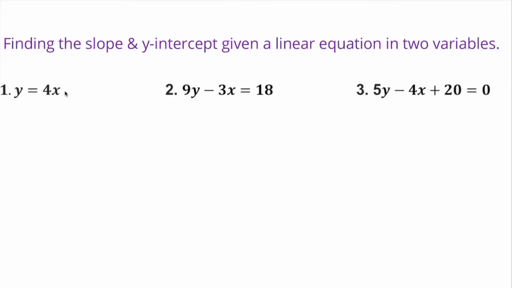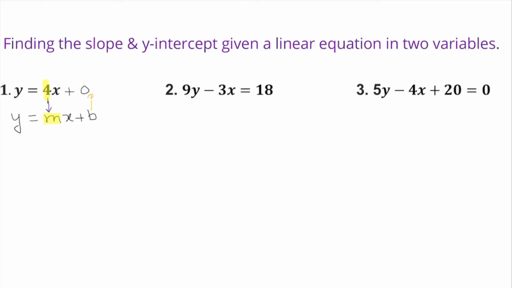So what we are going to do is put down the y equals mx plus b form. Notice that this 4 is matching the coefficient on the left side of the variable, so I would like to highlight it. This is 4 and this is the m, so we know the slope already, but the y-intercept is the question. There is nothing here, so we can actually put down plus 0.